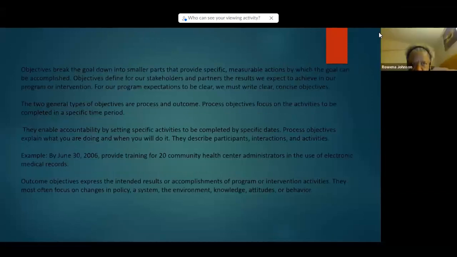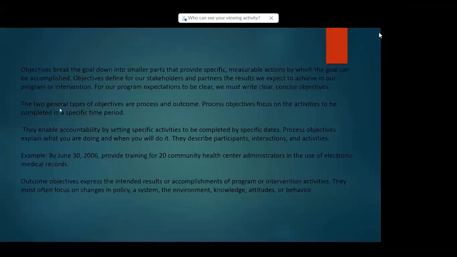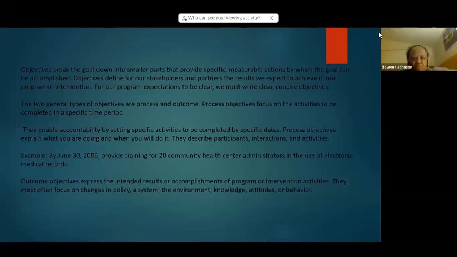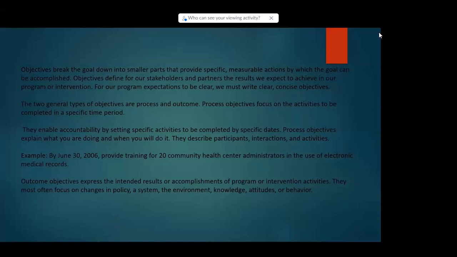Now, let's talk some more about two general types of objectives. Two general types of objectives are process and outcome. Process objectives focus on the specific activities to be completed in a specific time frame. And at the next session, we're going to go really deep into what they mean, process versus outcome. What's the process versus an outcome?